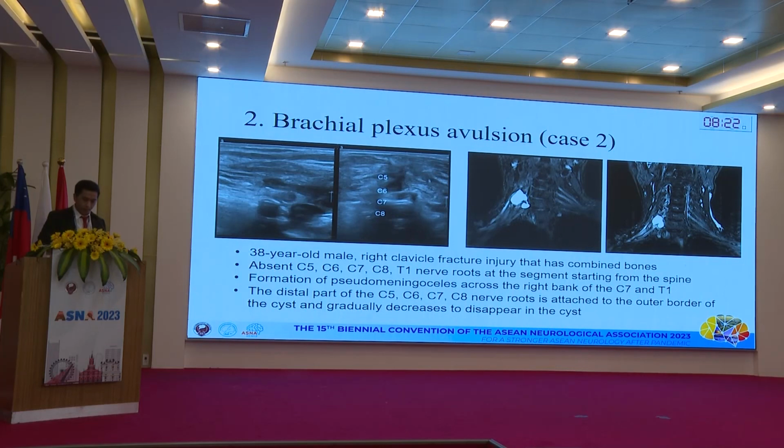This is another case, a 38 year old male with a right clavicle fracture injury with a healed bone. When scanning, we see absent C5 to T1 nerve roots starting from the spine, and it is forming a pseudomeningocele across the right side of C7 and T1. You can see it in the MRI image here. This is the pseudomeningocele here in the border of C8, C7 and T1.